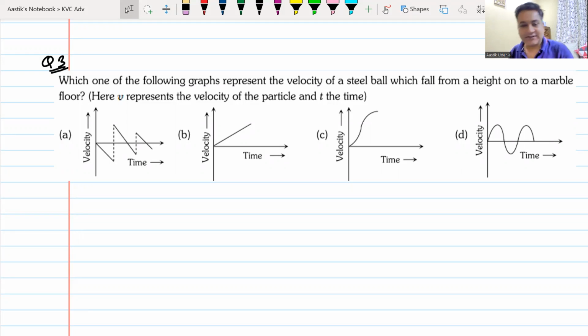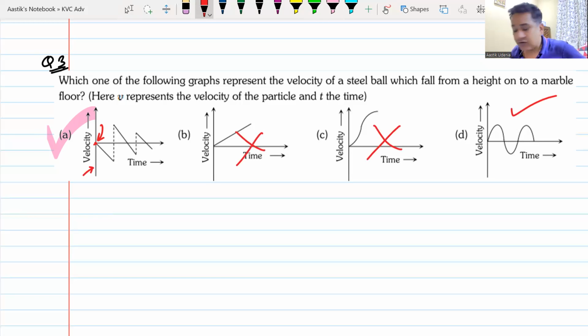Yes, I have the answer. And the answer is option A. How do you get option A? Now, when you drop the ball, its velocity is 0. The ball is coming down, so velocity is in the downward direction. It will keep on increasing in the downward direction. This is negative. There is no other velocity in the downward direction. So all these options are wrong. This is the only option which is possible. But here you must see that it is falling under gravity. Its acceleration is constant. Therefore, it has to be a straight line.